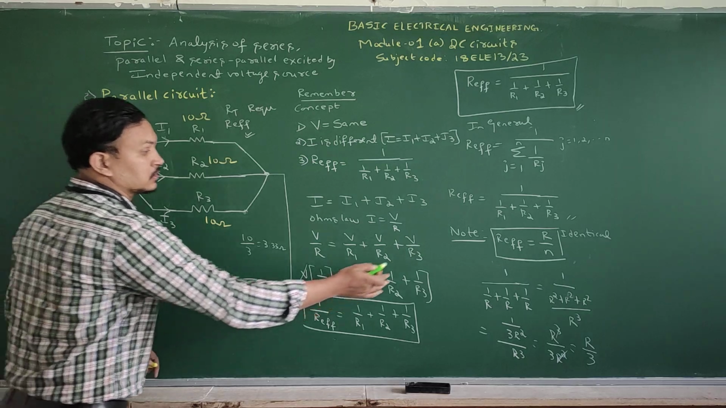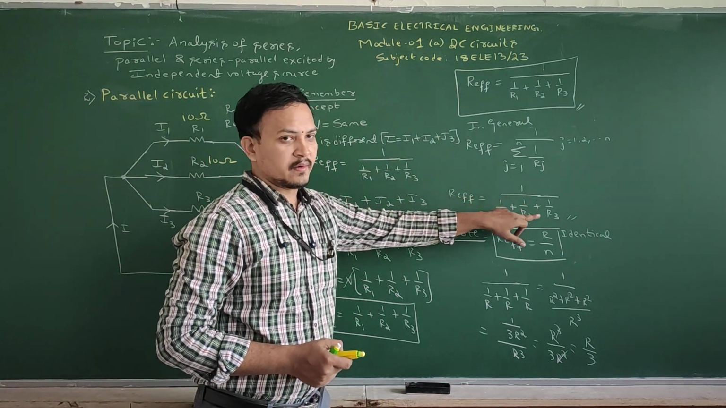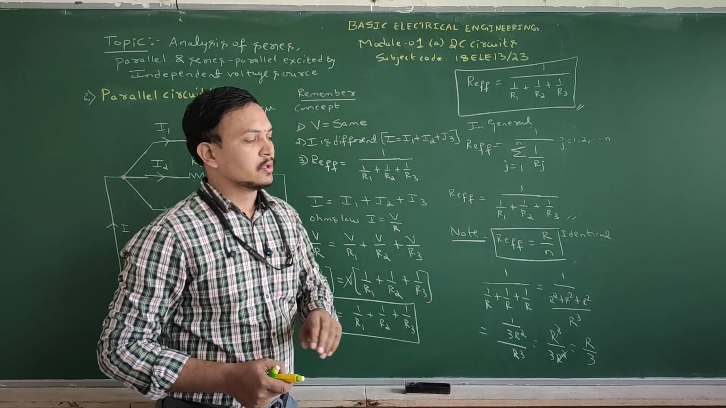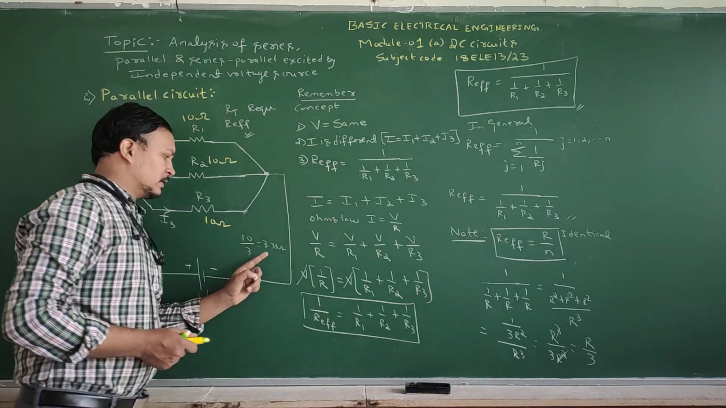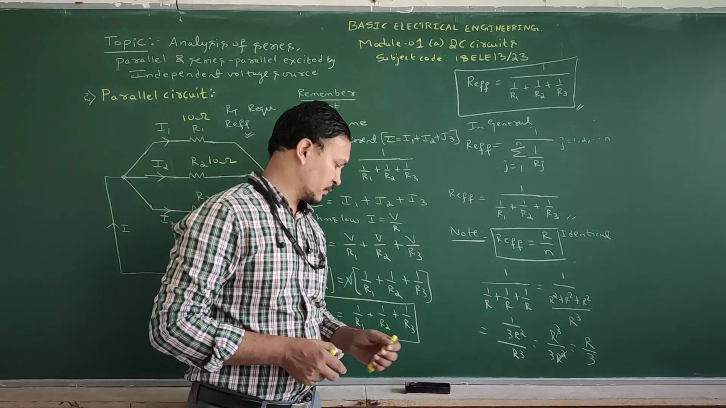Otherwise, if you don't know this formula, by using this you can do it. 1 whole divided by 1 by 10 plus 1 by 10 plus 1 by 10. You will get 0.1, 0.1, 0.1, which is 0.3. 1 by 0.3, you will get 3.33 ohms. That takes more time.